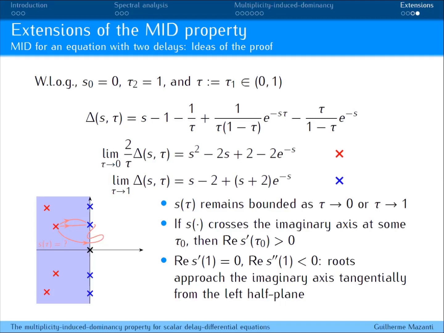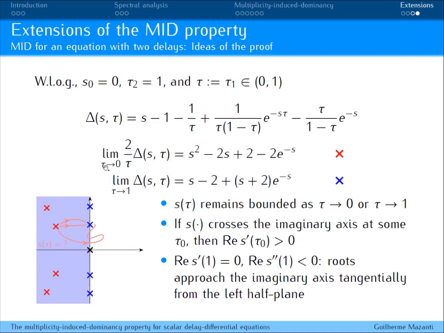And what you can show is that as tau tends to 0, this quasi-polynomial tends, up to our normalization, to this quasi-polynomial here, which is the characteristic function of a time delay system of order 2 with a single delay equal to 1 of order 0, for which we know that we have the multiplicity-induced dominancy property. So we know that for this system, we have a root at the origin and several other roots that all have negative real parts. And as tau tends to 1, we have this equation here, and for this equation, we can prove that we also have a root at the origin of multiplicity 3, so the same multiplicity as for this one, and all other roots lie on the imaginary axis.